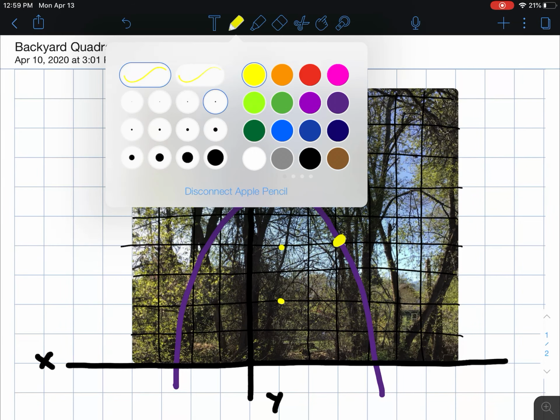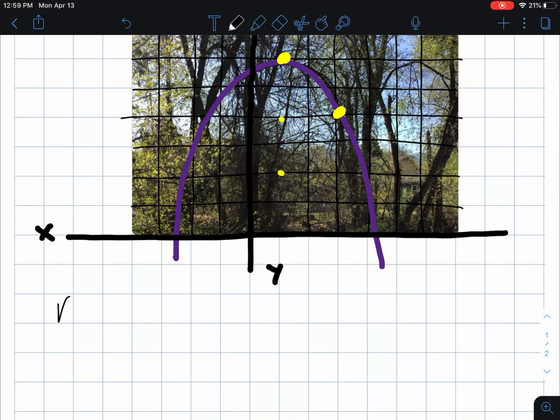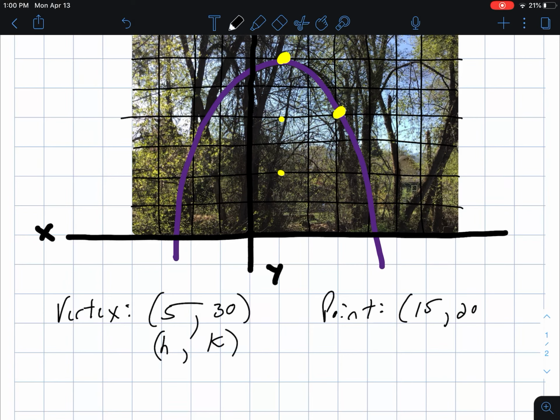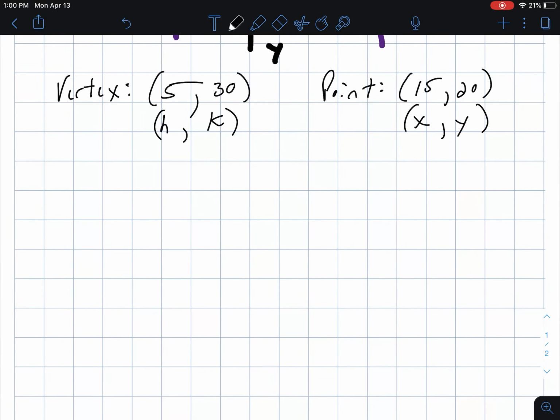So that's really what I need to get started with some algebra here. My vertex, as I said, is at about 5 and then 30 feet up. That's what we talked about when we were outside there. That, remember, is my (h, k). Then I'm going to pick another point to work with at about (15, 20). So that's an x and a y, pretty simple right there. That's really all that I need to work off of.